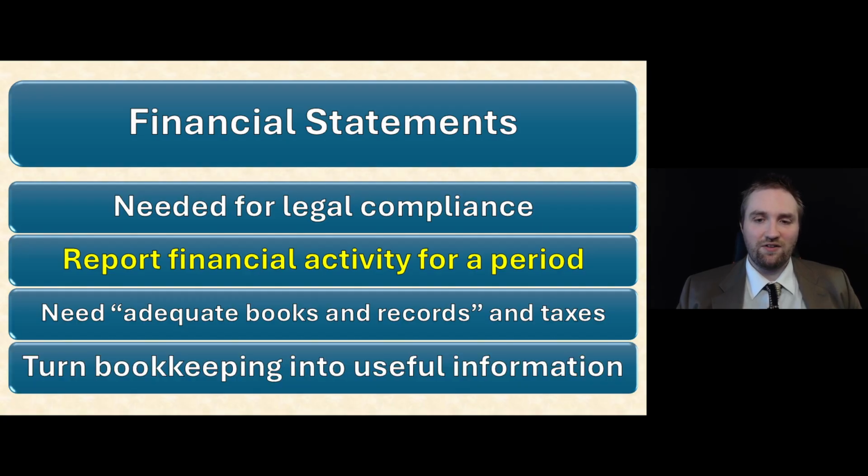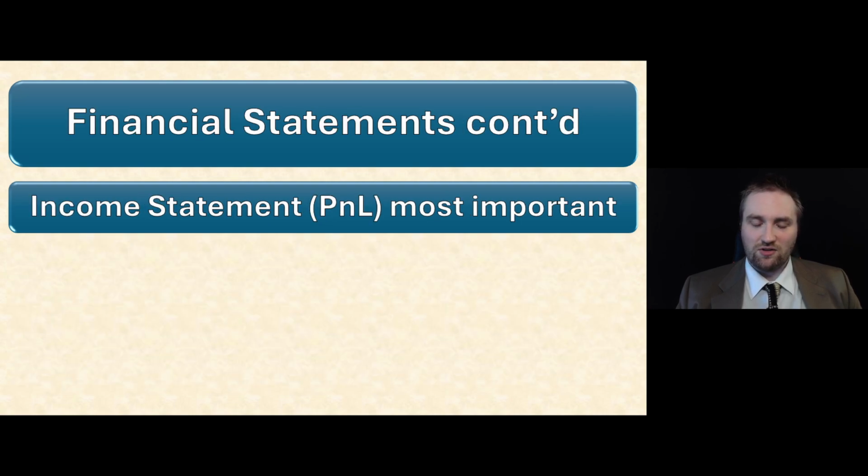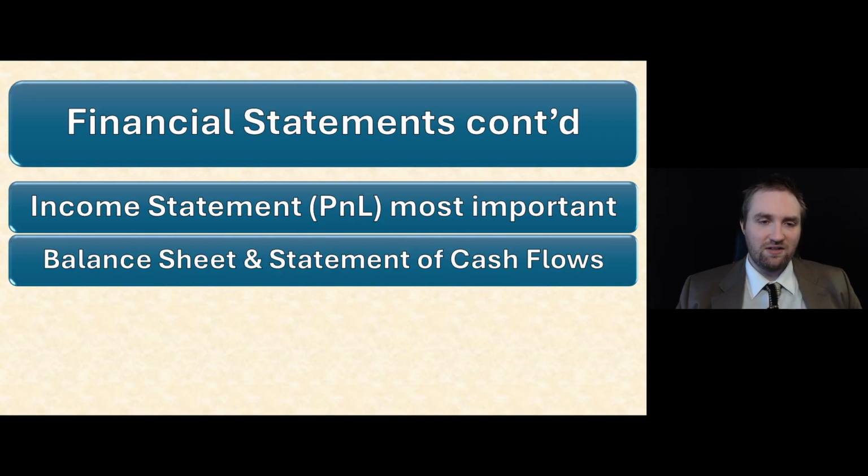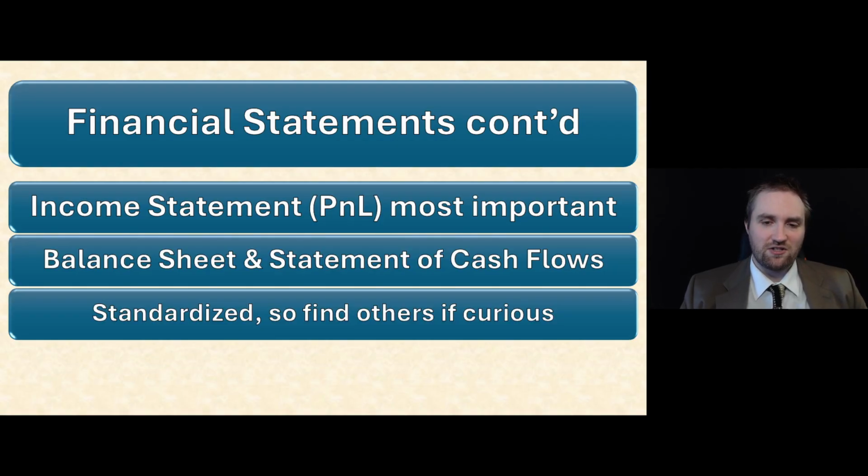There are a variety of financial statements that can be produced, but the income statement, sometimes called the profit and loss or the P&L, is the most crucial, as it provides the tax and regulatory information required for compliance. The next 2 most important statements after the income statement are the balance sheet and the statement of cash flows. Financial statements are standardized, so if you want to see a full list of options for financial statements, I encourage you to look up authoritative sources like the SEC.